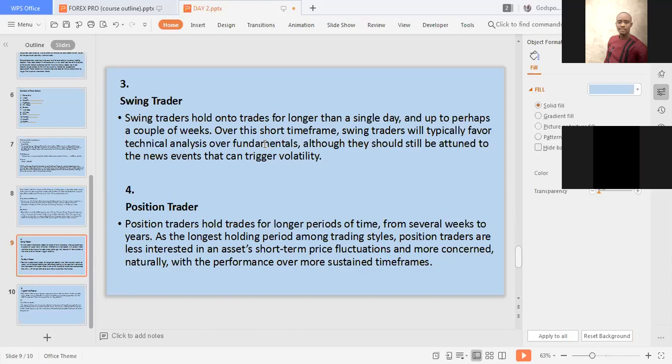You know why? What if I enter a market as a buy and the market reverses? It will be frustrating. That will be so, so frustrating. Position traders. These are traders that hold trades for a long time.